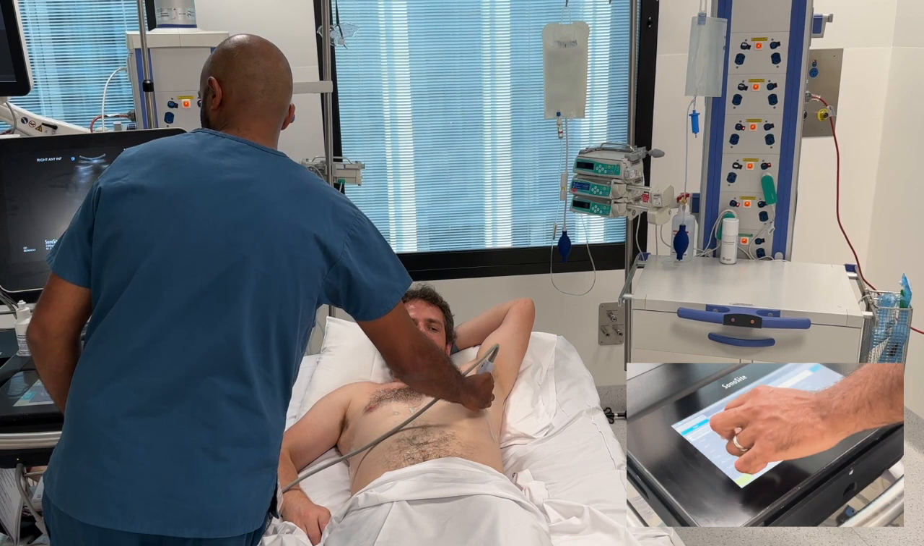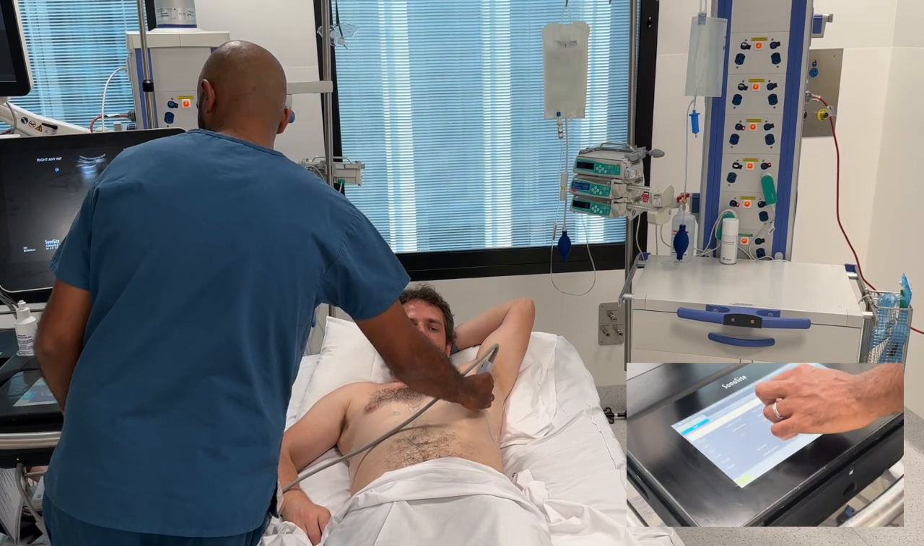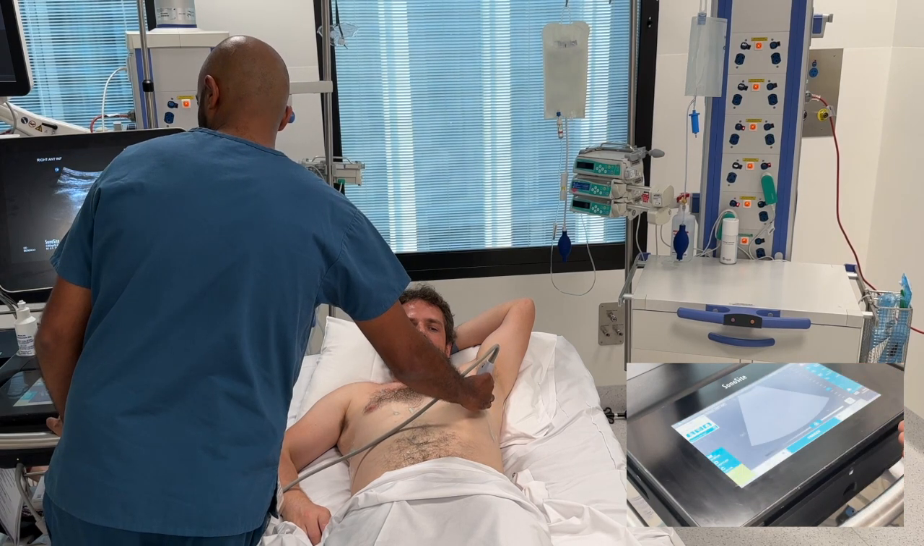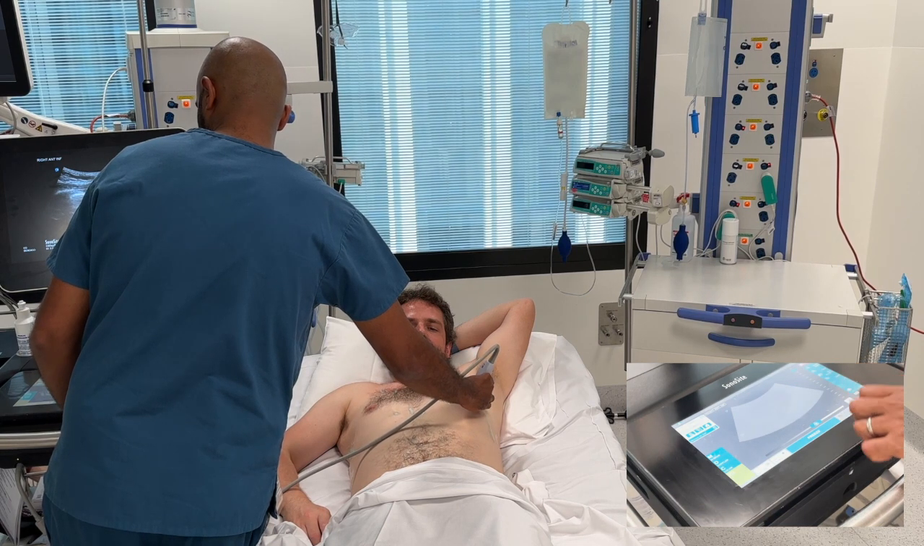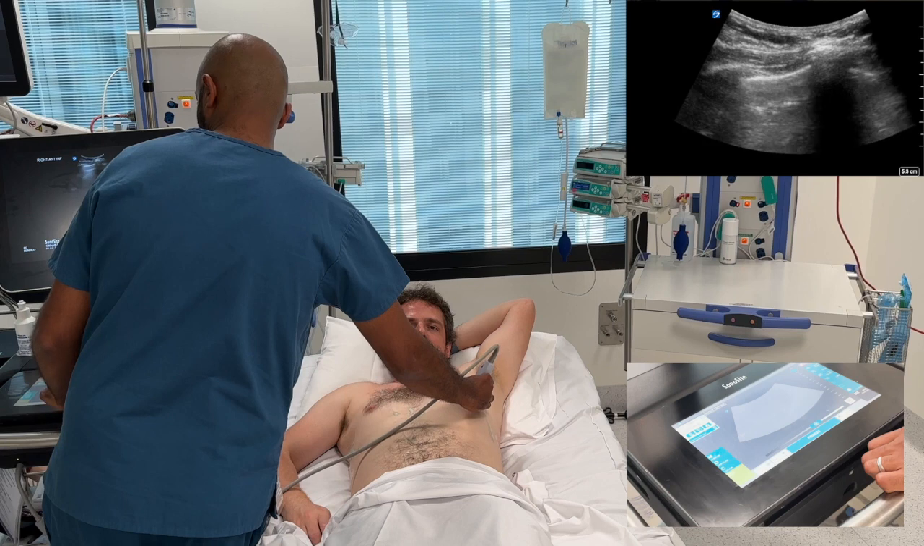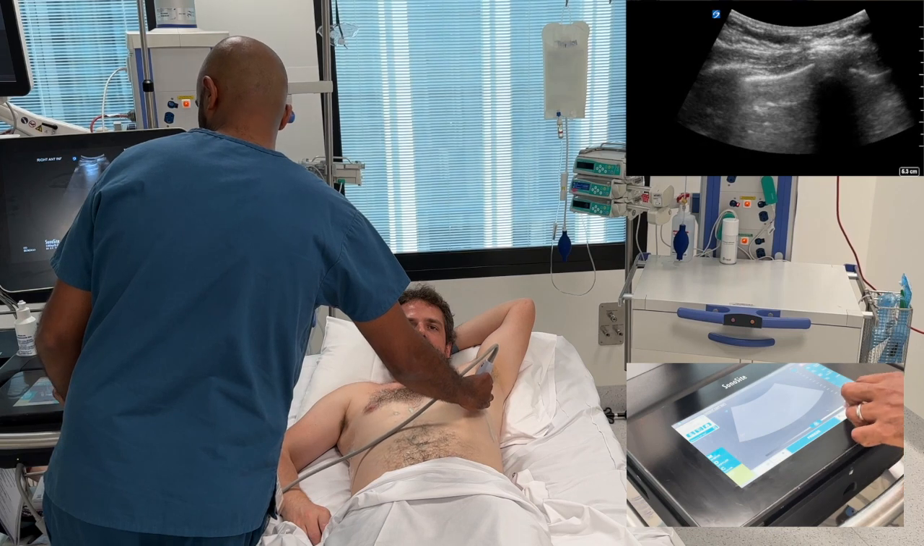After the left anterior superior section, we look at the left anterior inferior section. Here often the heart can get in the view, so you can adjust the probe just above or just below.